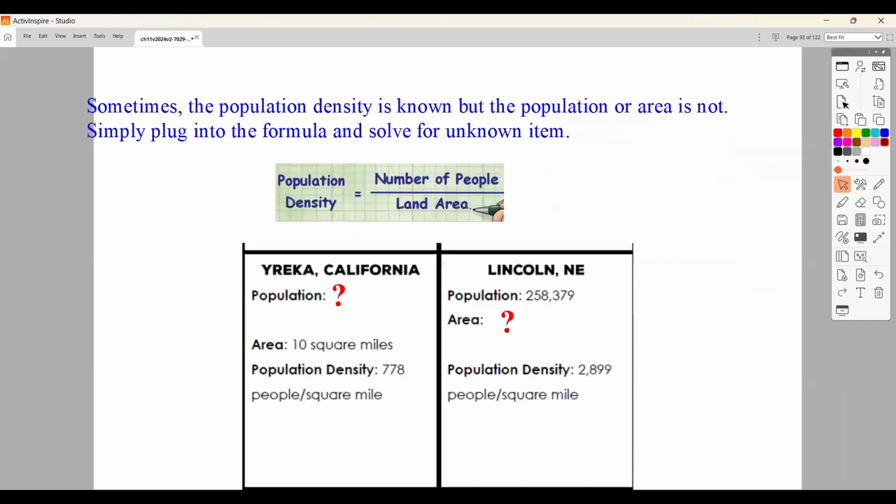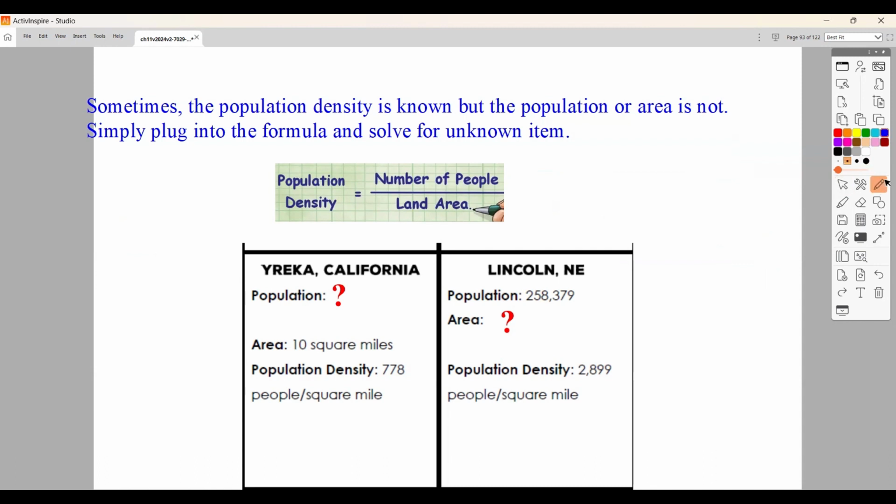The next thing that we're going to do is look at an example where maybe we are given the population density and one of the other items is missing, like say maybe the number of people are missing, maybe the land area is missing. So let's see how we would approach something like that. It's actually very simple. All you would do is you write down the formula, plug in what you know, and solve for what's missing.